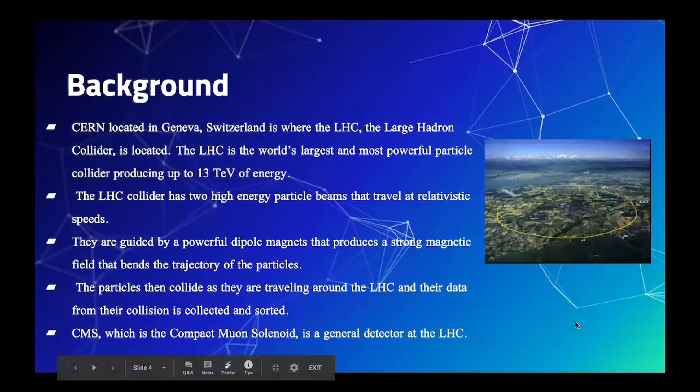So now for some background. CERN is located in Geneva, Switzerland, which is where the LHC, or the Large Hadron Collider, is located. The LHC is the world's largest and most powerful particle collider, producing up to 13 TeV of energy. The LHC has 2 high-energy beams that travel at relativistic speeds. They are guided by a powerful dipole magnet that produces a strong magnetic field that bends the trajectory of the particles. The particles then collide as they're traveling around the LHC, and the data from their collision is collected and sorted. CMS, which is the Compact Muon Solenoid, is a general detector at the LHC.